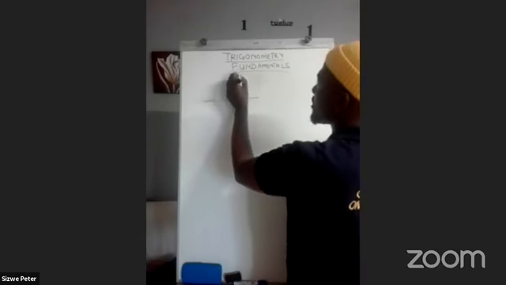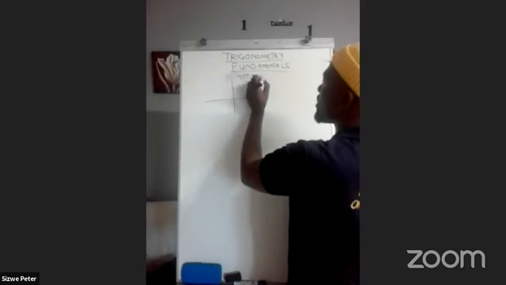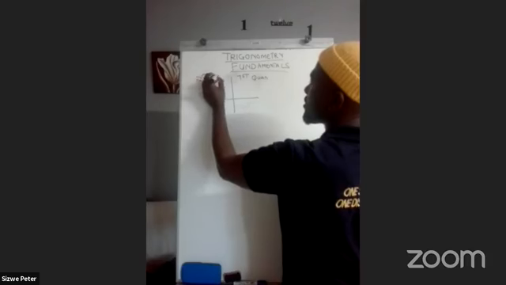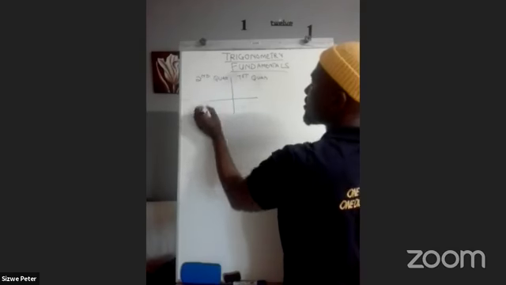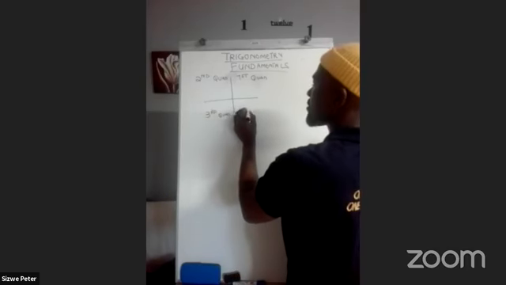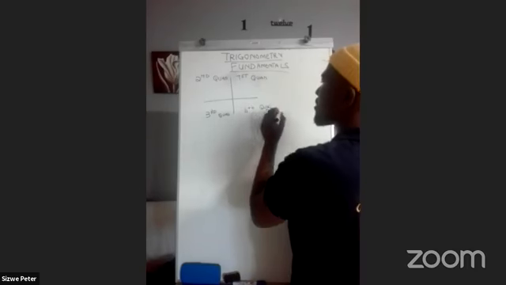this is the first quadrant. I would assume that you know this is the first quad. This is the second quad. This is the third quad. This is the fourth quad.